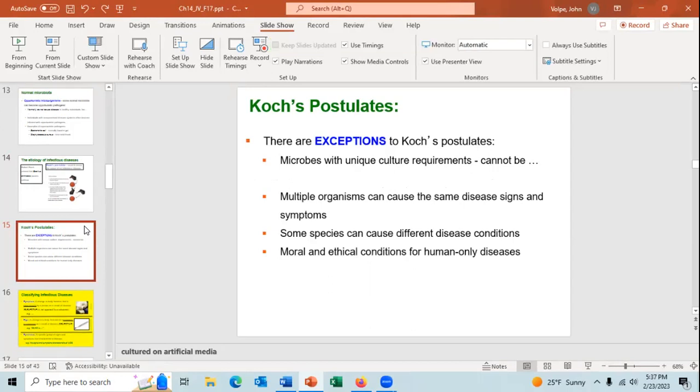With syphilis, you could get it to grow in rabbits. I'm not sure it causes disease in rabbits because the syphilis bacteria don't grow very long in rabbits. You might be able to get a few generations of the bacteria to grow in the rabbit, but after that, it stops growing. But we can get it to grow in rabbits, but like I said, I'm not even sure it causes disease in rabbits.